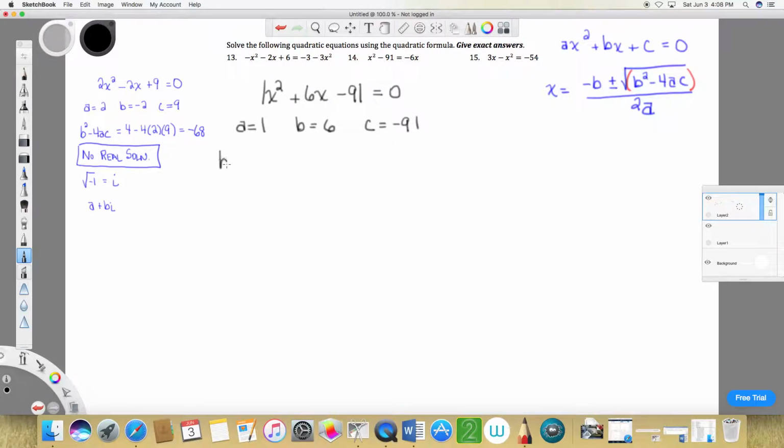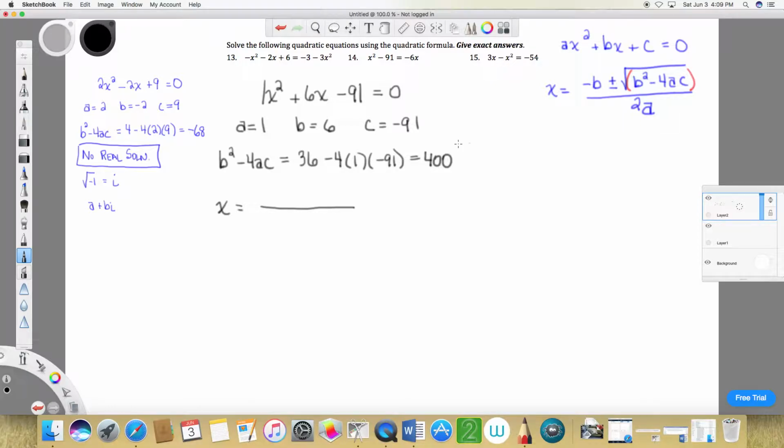And again, if I find the discriminant, b squared is 6 squared, which is 36, minus 4 times 1 times a negative 91. So let's see what my calculator gives me for that. 36 minus 4 times 1 times a negative 91. I'm getting 400. And I know that the square root of 400 is 20, so I know I'm going to get two rational solutions for this. So let's come in and look at the quadratic formula.